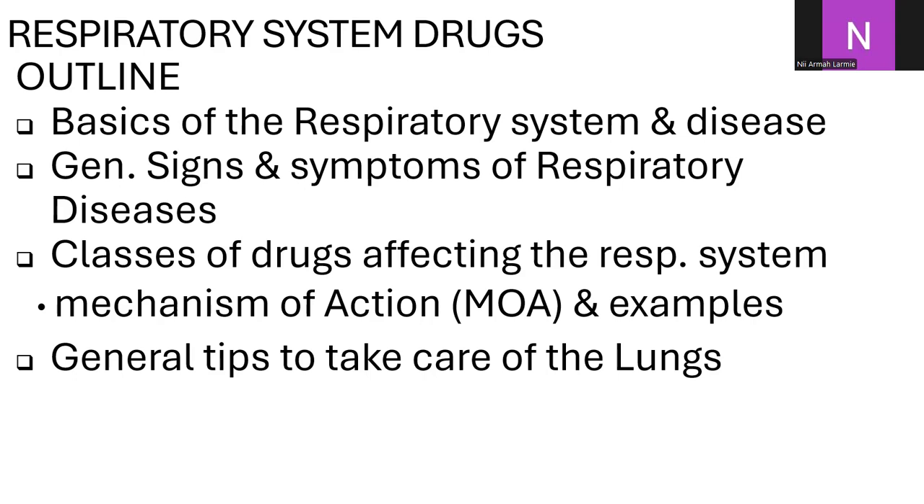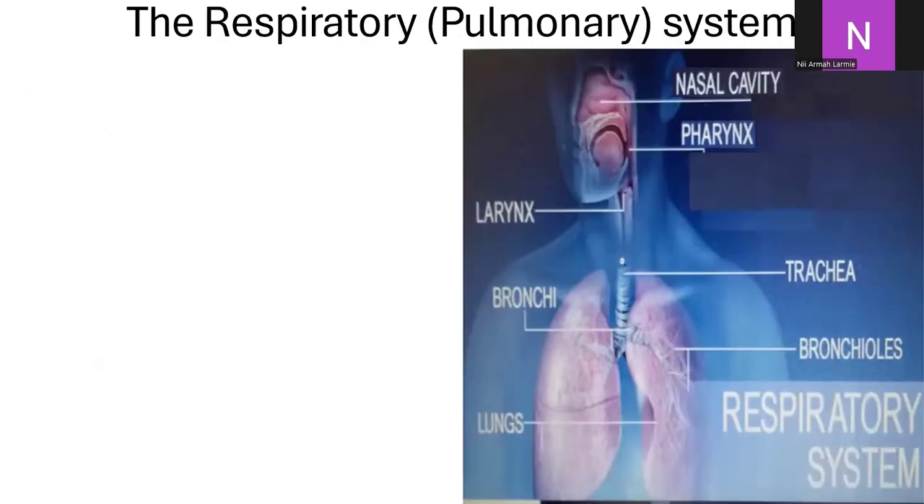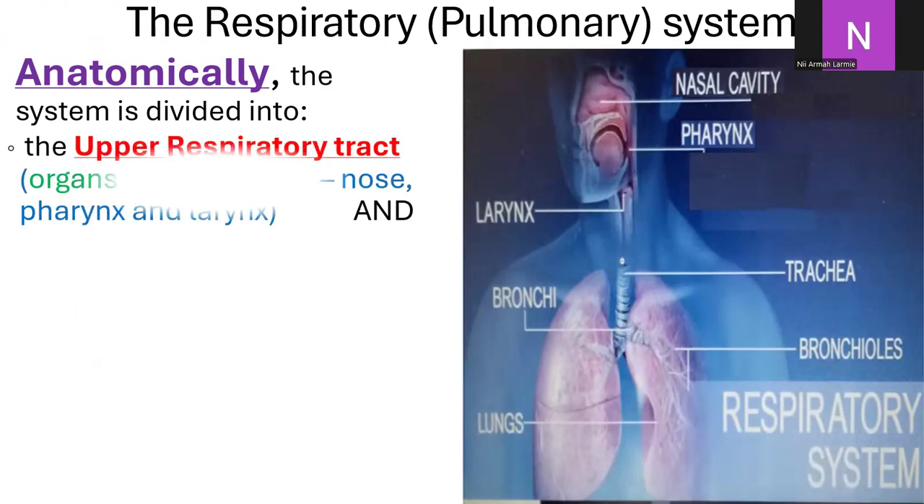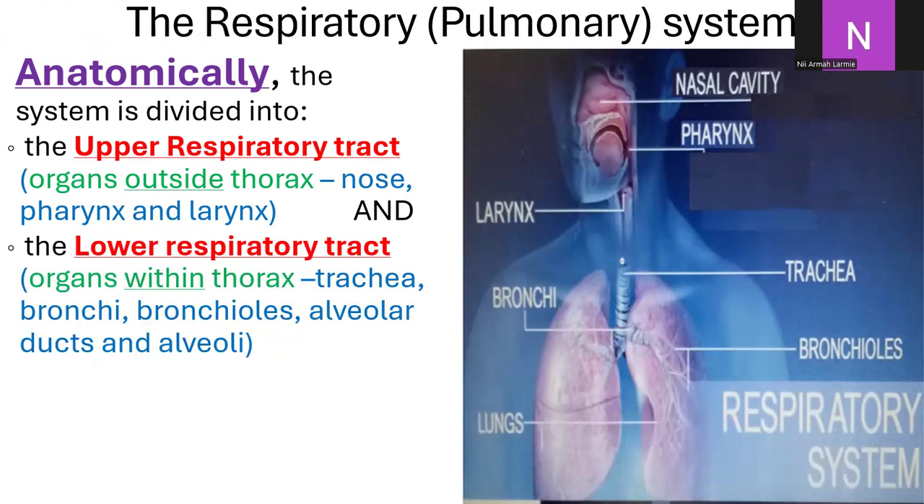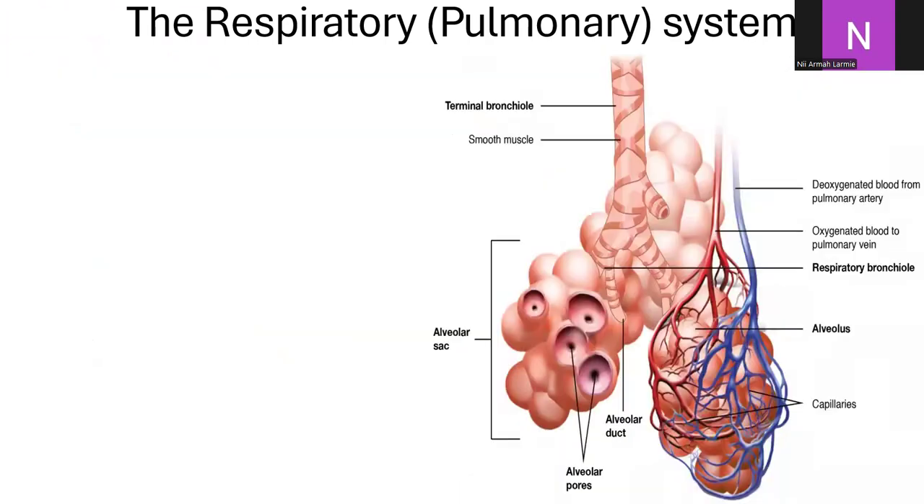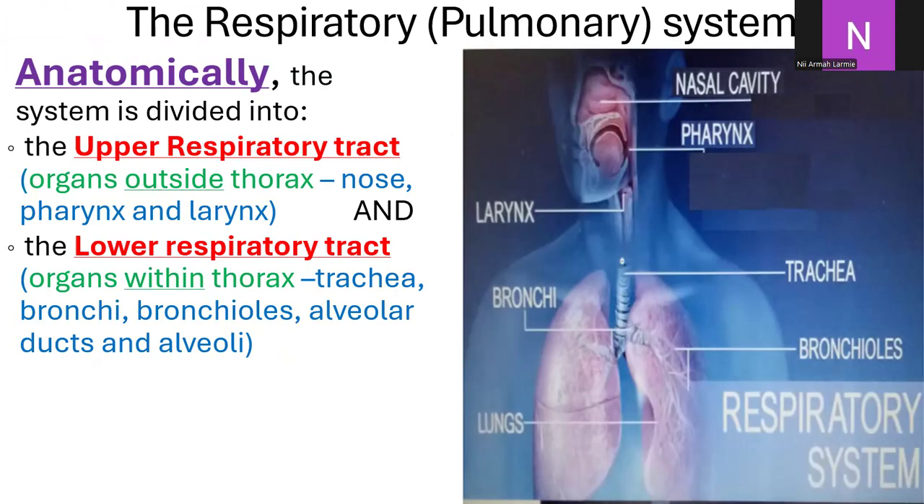Let's talk about the respiratory system. There are two ways by which we can describe this respiratory system. We can describe it anatomically, and when we do that, there are two sub-ways by which we can look at it. We can look at the upper respiratory system and the lower respiratory system.